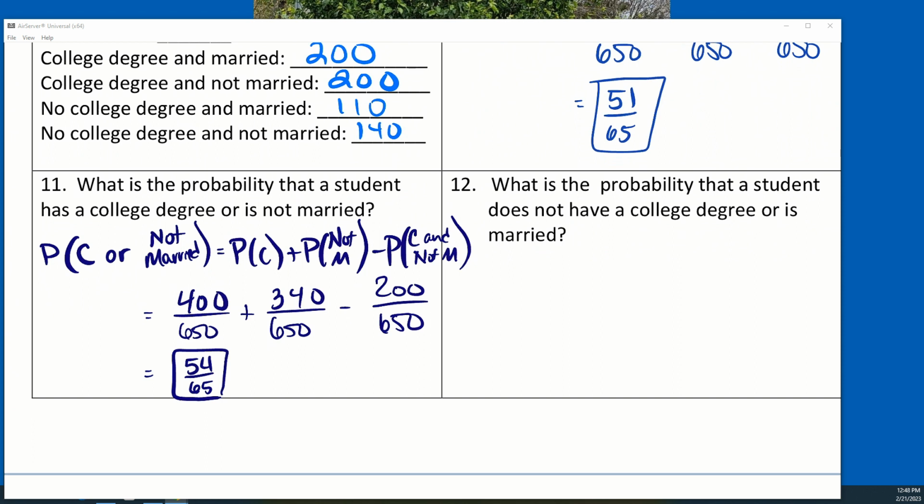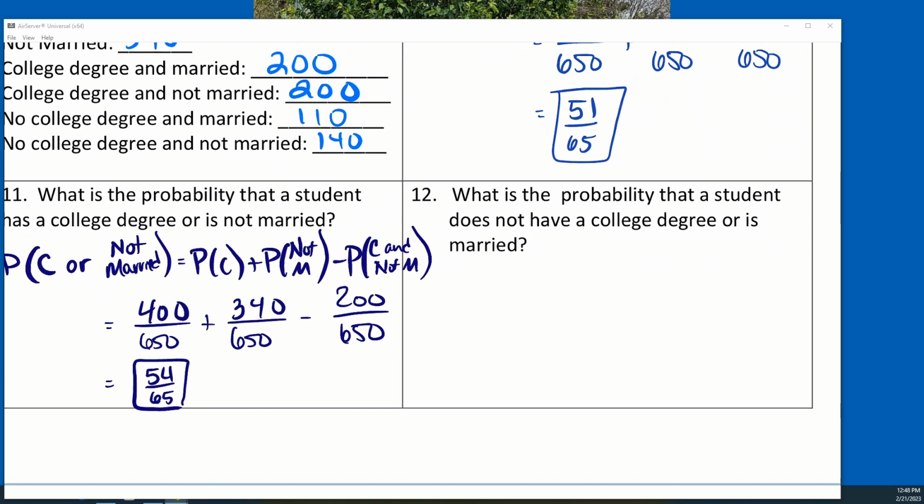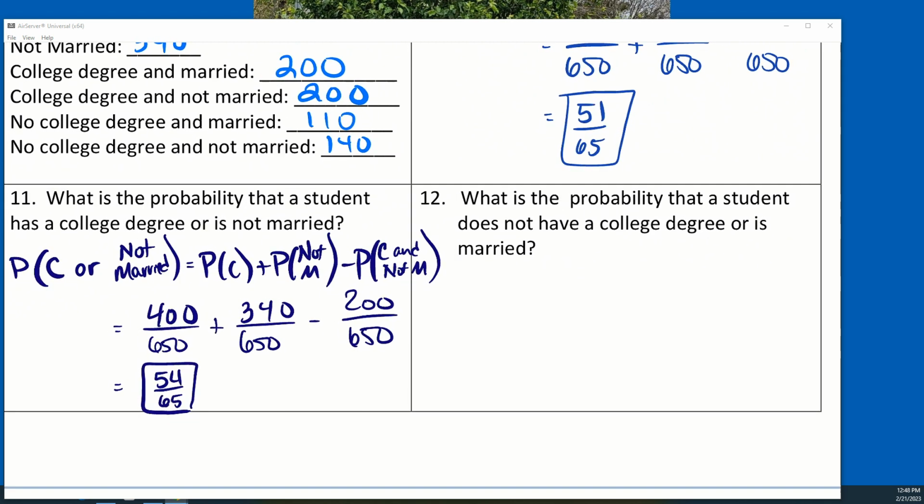You want to try one on your own? Okay, just try it. You guys try to set up number 12 on your own. So it's the probability that a student does not have a college degree or is married. So probability of not college or is married.